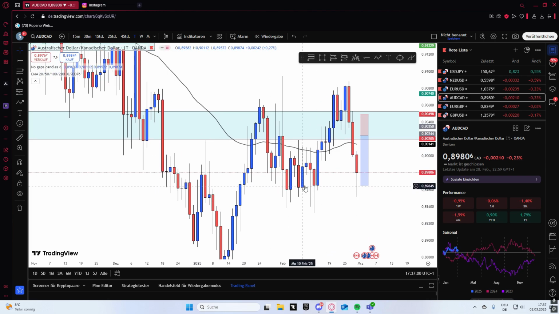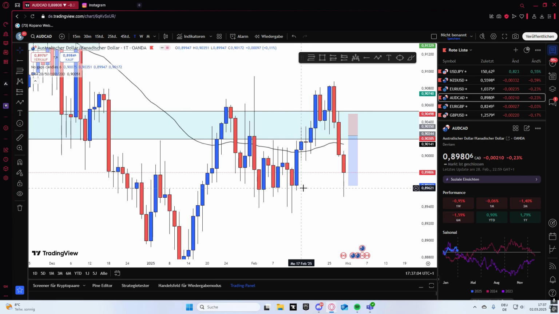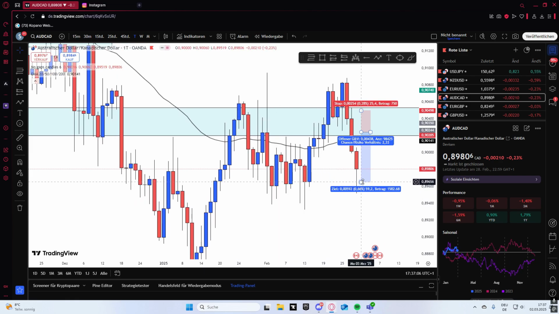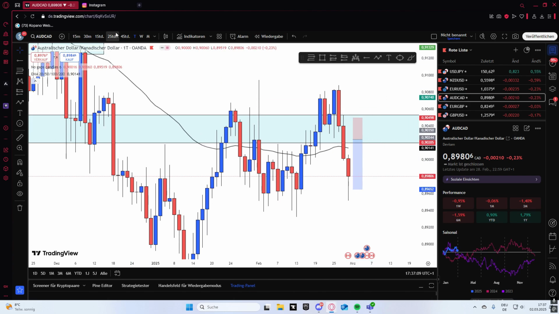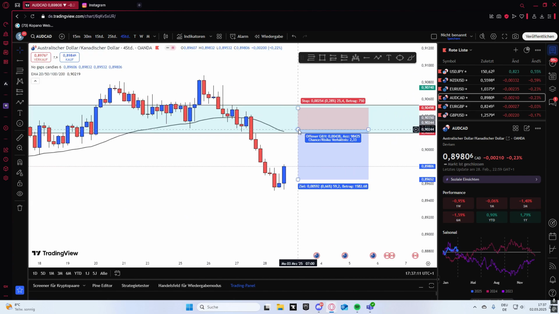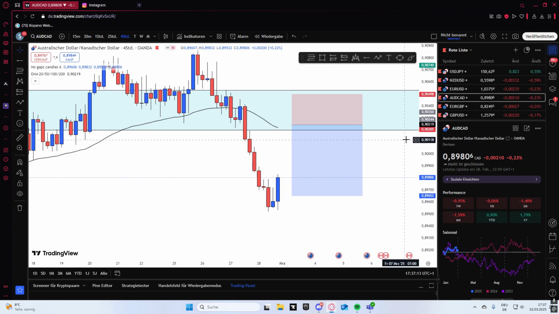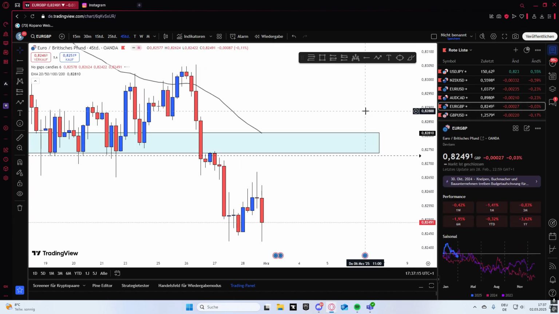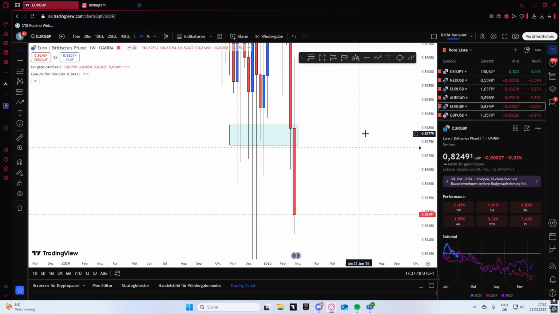So we have here really nice structure points, and it respected this area really well 3 times. So my take profit will be right around here. Yes, this was AUD. Now I have Euro GBP.